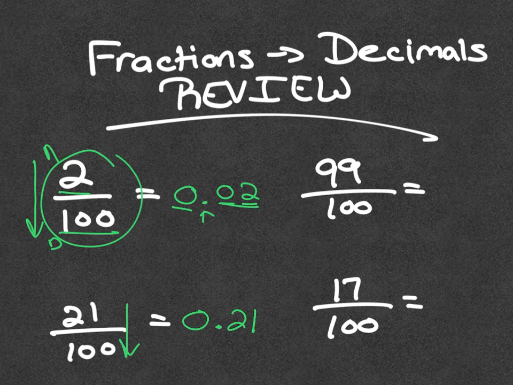Again, reading it from top to bottom, it's 0 and 21/100ths. And let's double check that we're in the 100th spot. Tenths, hundredths. So we're good.